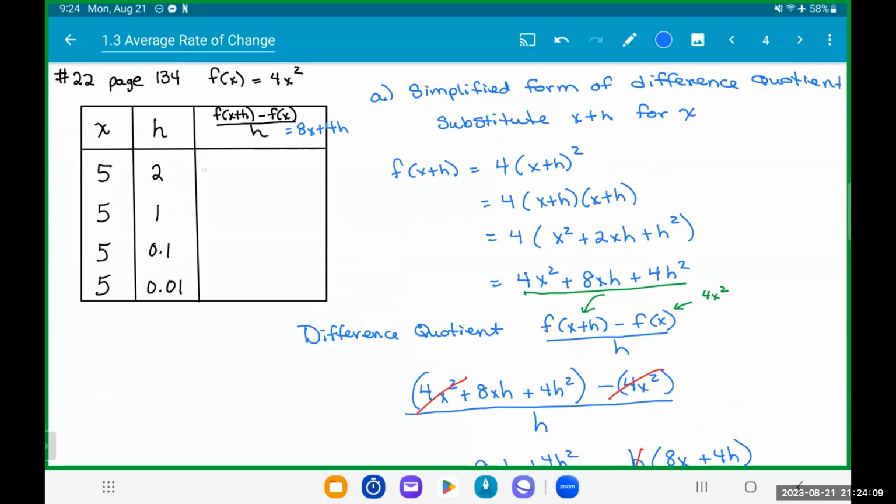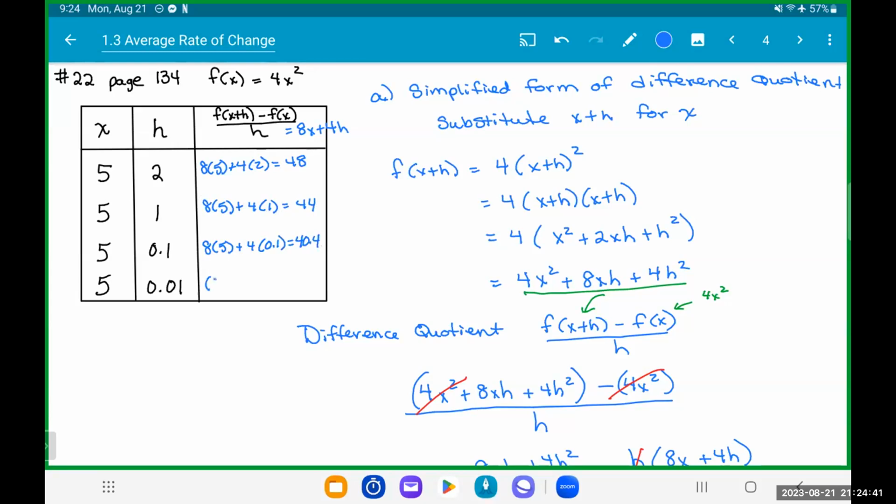So this first one would be 8 times 5 plus 4 times 2. That equals 48. If we did 8 times 5 plus 4 times 1, that equals 44. This one is 8 times 5 plus 4 times 0.1. That equals 40.4.